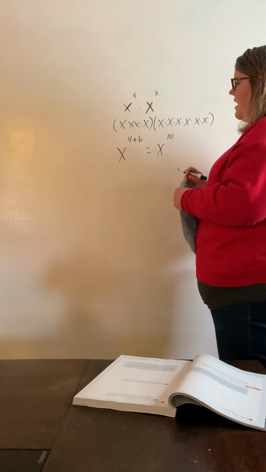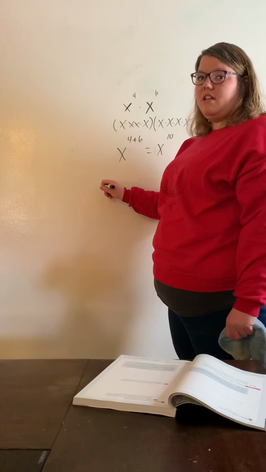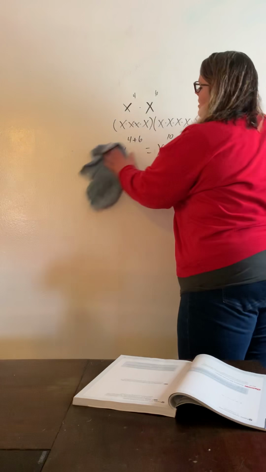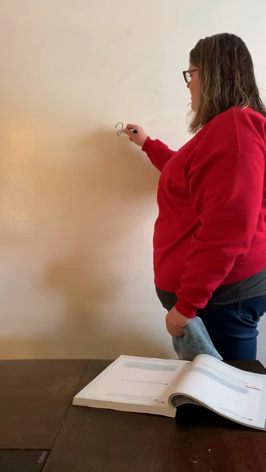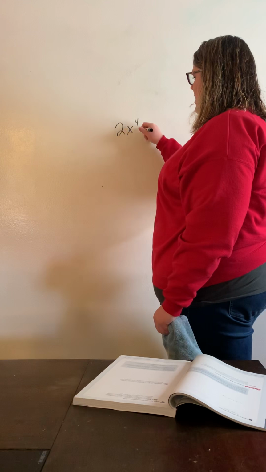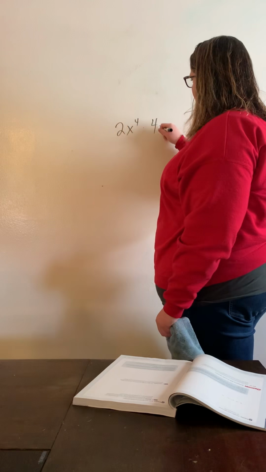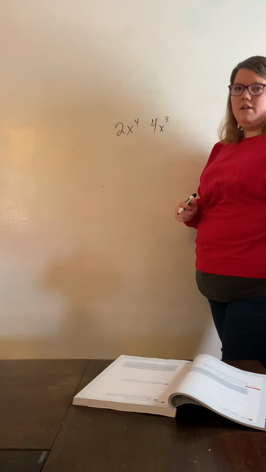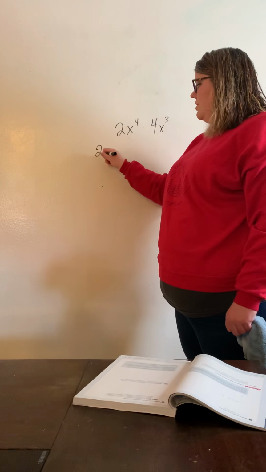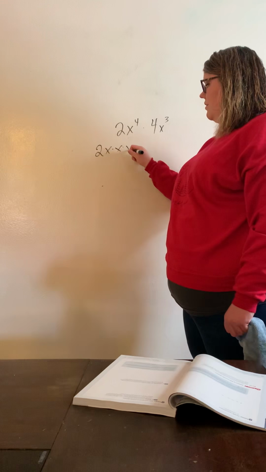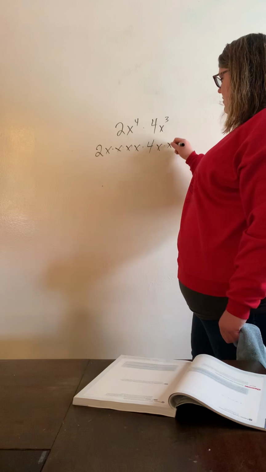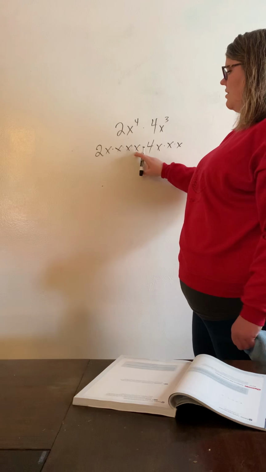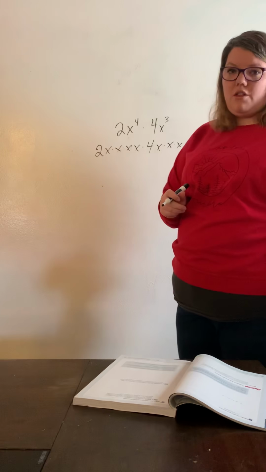Now, if we want to have a problem that has coefficients in the front, so there's a number value in front, maybe 2x to the 4th times 4x to the 3rd. This is the same as 2, and 1, 2, 3, 4, and 1, 2, 3 x's. Here's my x to the 4th. Here's my x to the 3rd.